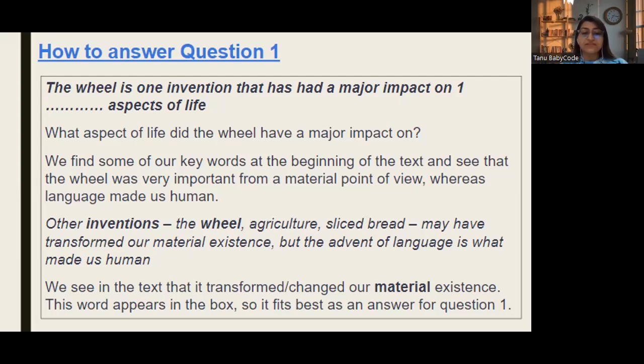Yes, you have to read the passage. Our other inventions, the wheel, agriculture, sliced bread, may have transformed our material existence, but the advent of language is what made us human, right? So this is your passage. So we see in the text that it transformed, it changed our material existence. So this word appears in the box. So the word which is there in the box, you can choose that word, material, right? Because they are talking about material existence. That means from a material point of view. So you got your first answer.